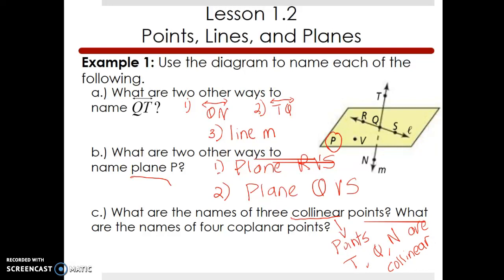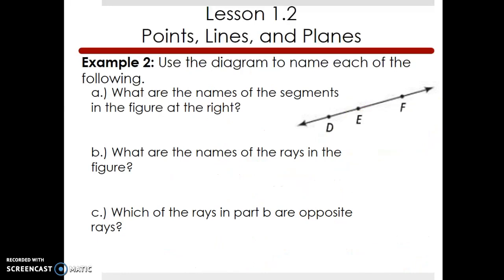And coplanar are points that lie on the same plane. So over here I have the yellow surface, and I see I have 4 points that are on the same surface. So R, Q, S, and V are coplanar. Alright, so that is all for example 1. So let's move on to example 2.